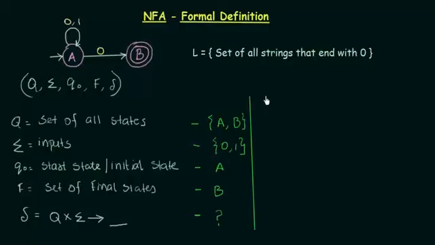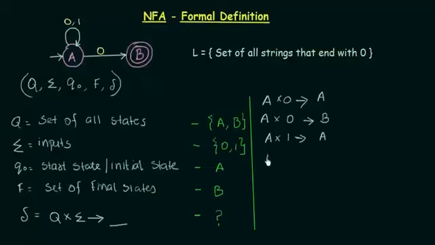Let us check for state A. State A, on getting input 0, where does it go? It goes to state A itself, and state A on getting input 0, it also goes to state B. Alright? And let us see, when state A gets input 1, what happens? When state A gets input 1, it goes to state A itself, right? And yeah, that's it for state A.